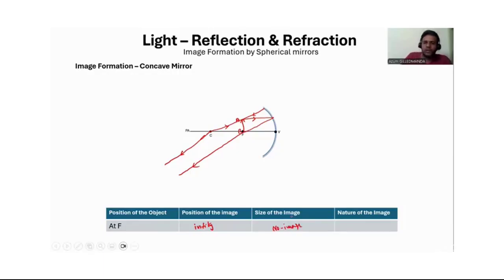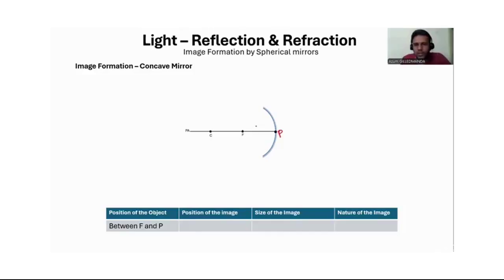Okay, so as there is no image, we cannot say how much size it is and what is the nature of the image. So AB is the object. When the object is at F, the image is at infinity. We can say there is no image because we cannot see at infinity. Right.